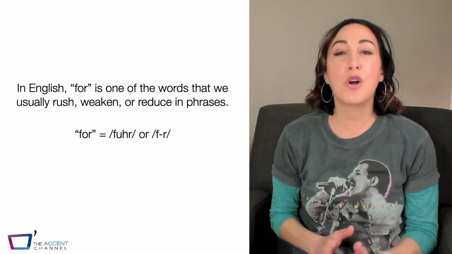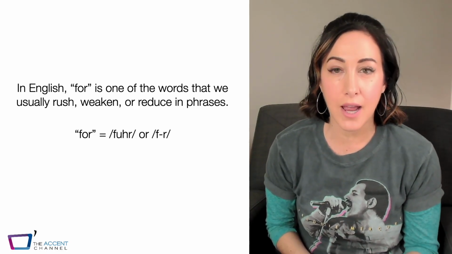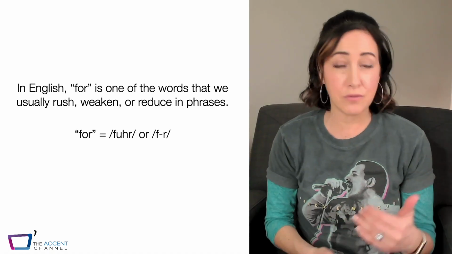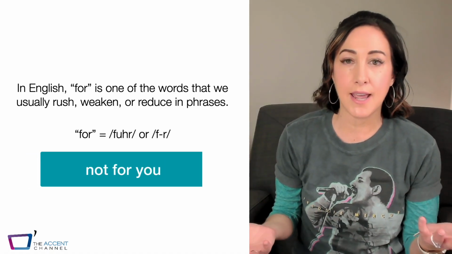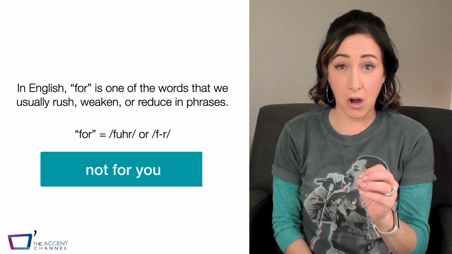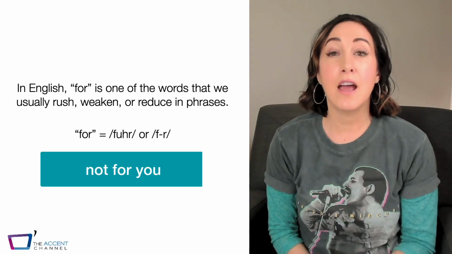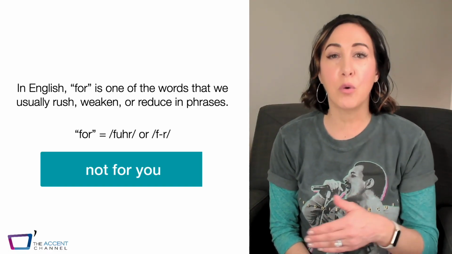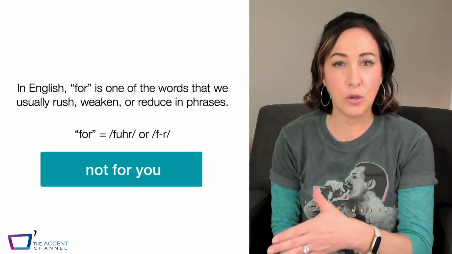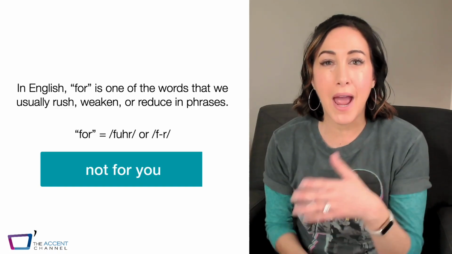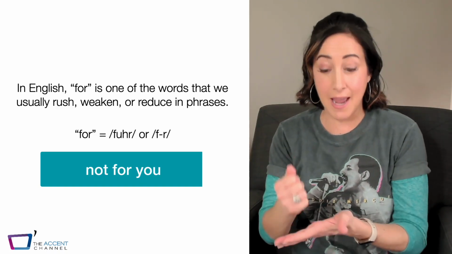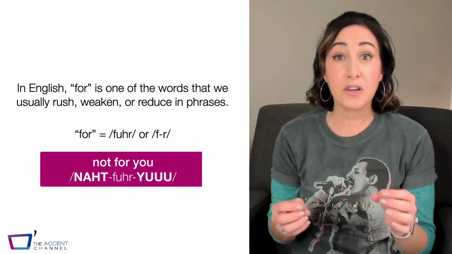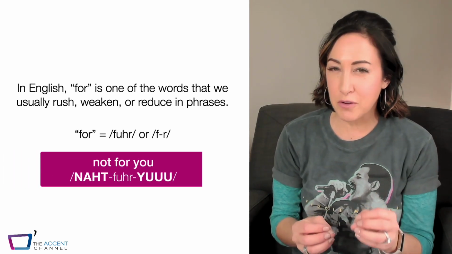99% of the time, you're going to pronounce the word "for" as "fur." Let me demonstrate the difference in a phrase. Let's use the phrase "not for you." That's the way I'd say it. If you pronounce the word "for," it sounds like this: "Not for you. Not for you." Say it with me. And it feels very choppy and very equal. When we reduce "for" to "fur," it's a better fit for the rhythm of English.